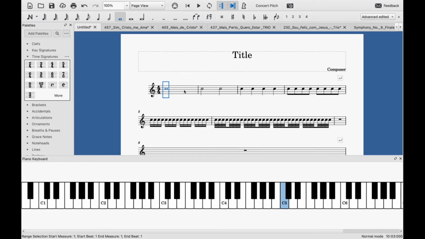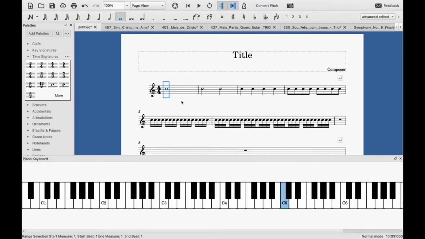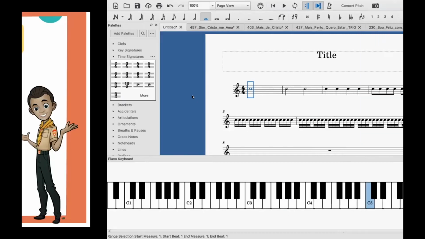Okay, let's play this. So this is a whole. See the difference. Do you see the difference between the duration, the time duration? Cool. So that's how the notes relate to each other, right? The rhythm aspect of the notes.